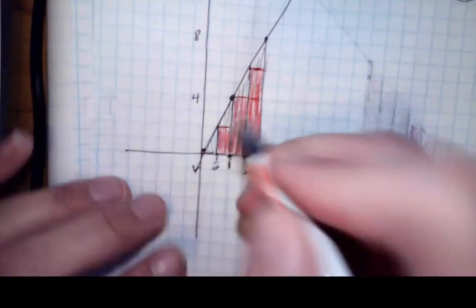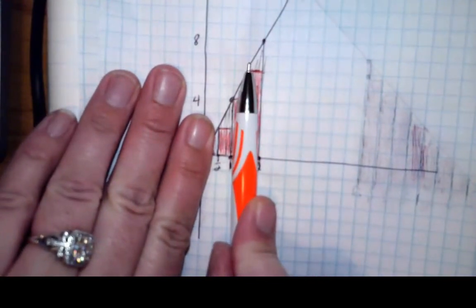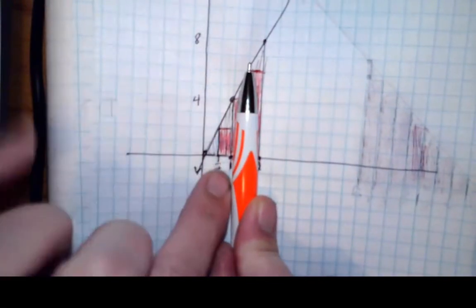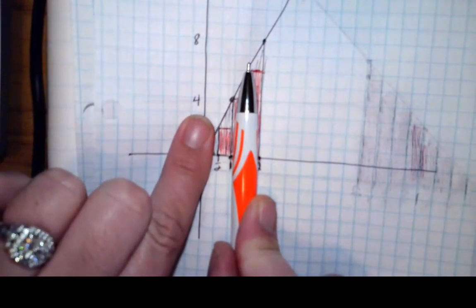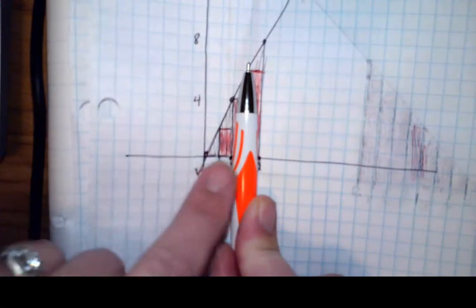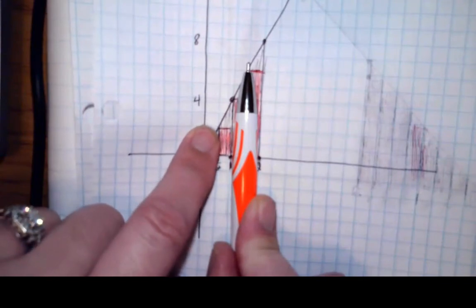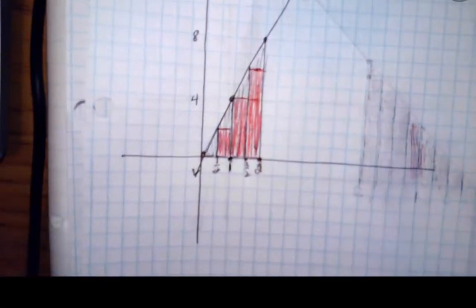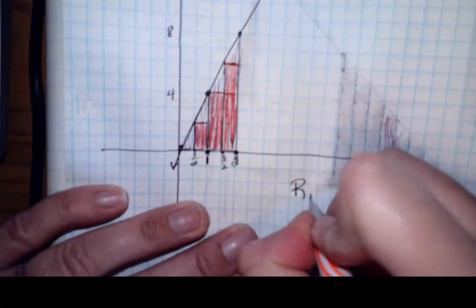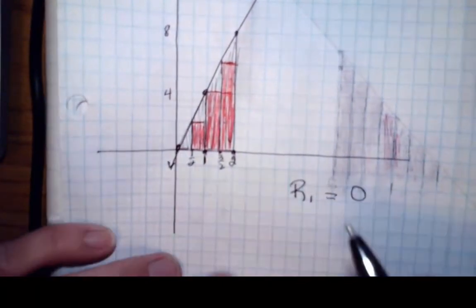So for rectangle 2, I'm going to look between 1/2 and 1. I want this red rectangle to be tall enough that the left side of my rectangle will coincide with the picture of the graph. Rectangle 1 has an area of 0 because its height was 0.